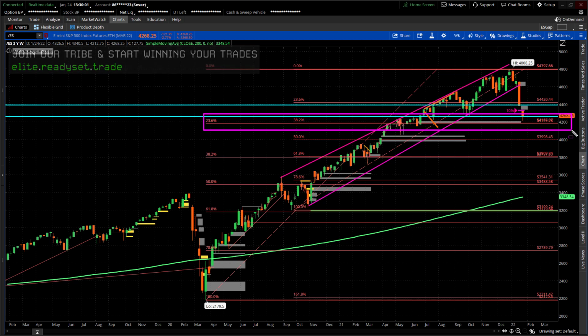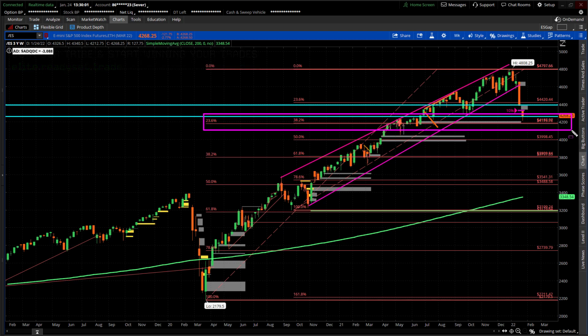Typically, I don't see big reactions at 23.6, but when you combine a 23.6 of the entire move with a 38.2 of the major swing, all of a sudden we have a level which is starting to become very, very powerful right here at 4,200.